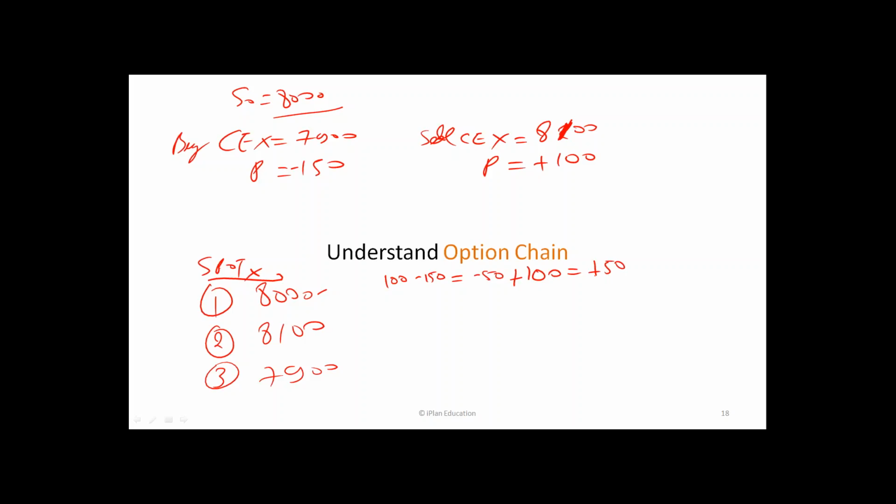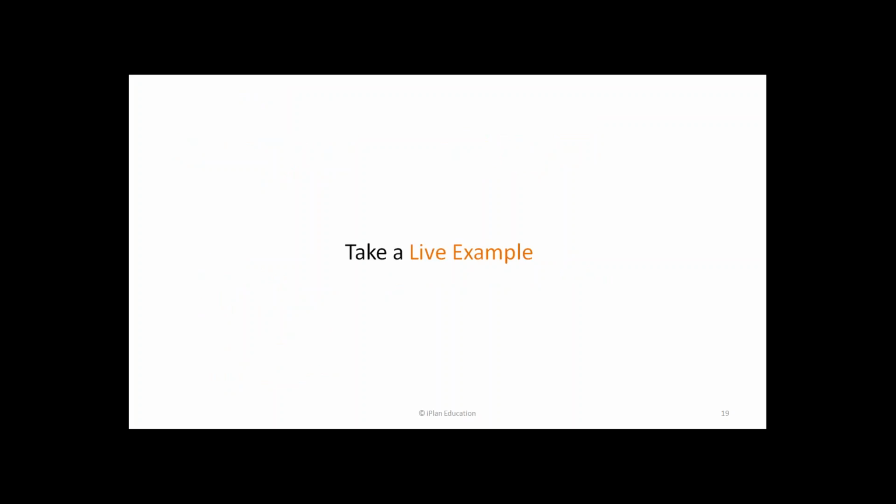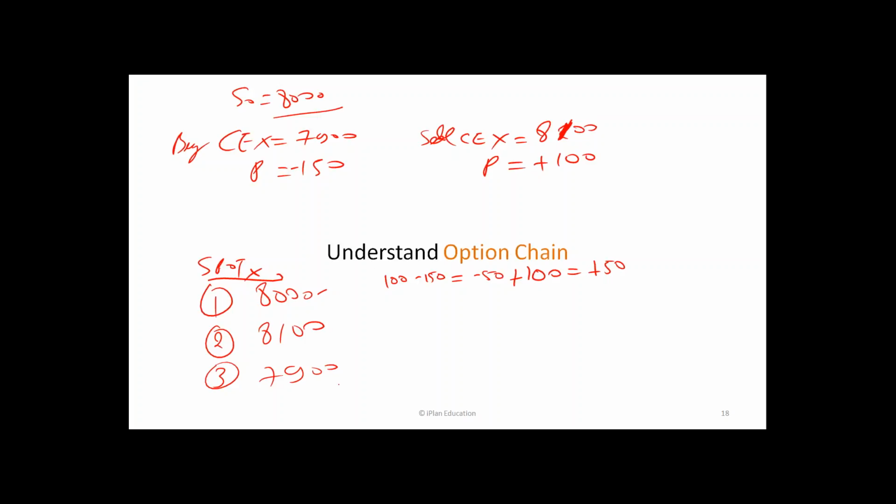Fine. So here the 7,900 call, the market went to 8,000. So I'm going to receive an intrinsic value of 100, and the premium I paid was 150. So 50 was lost from call buying, and I'm going to get 100 as a premium because the price went down to 8,000. So my total net profit will be around 50.